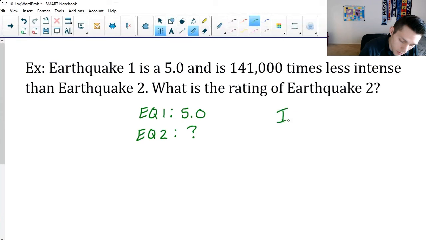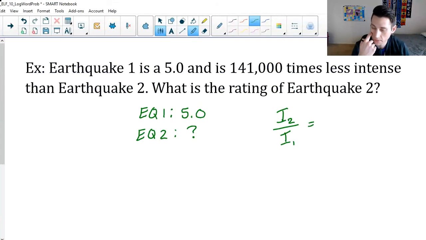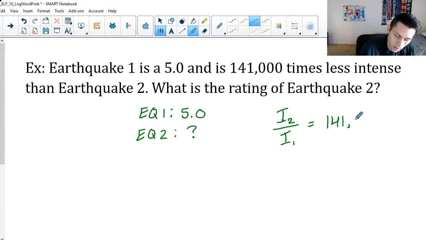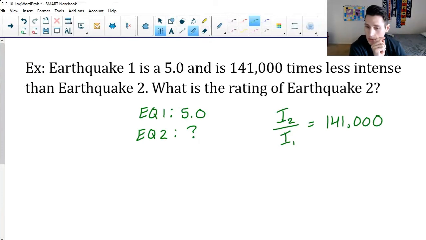Okay, so I'm going to put intensity 2 on top. I think you don't necessarily have to, but it would change it and you'd have to do it differently. I think it's easiest just to keep the intensity of the louder thing or of the higher thing on top. Keep it in the numerator. I think that's the best way to go about it. So since Earthquake 2 was a stronger earthquake, I'm going to put that in the numerator. So if I compared them, I would see that the ratio between them is 141,000.